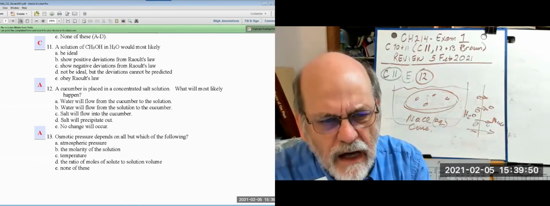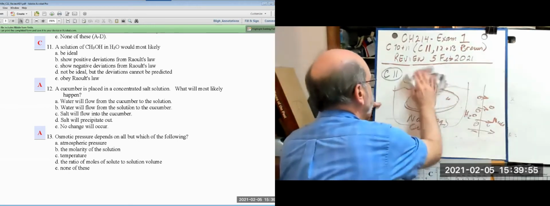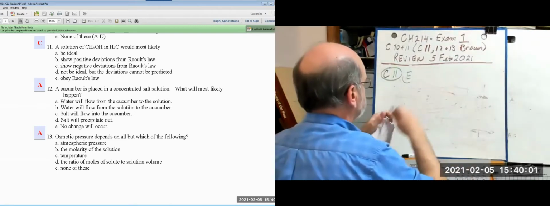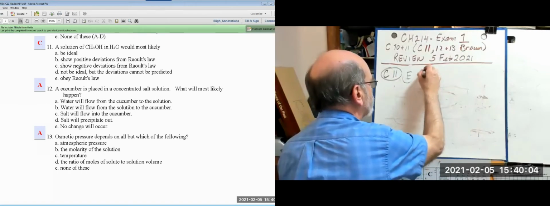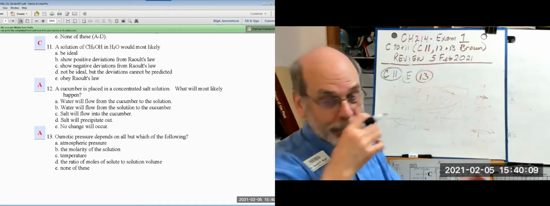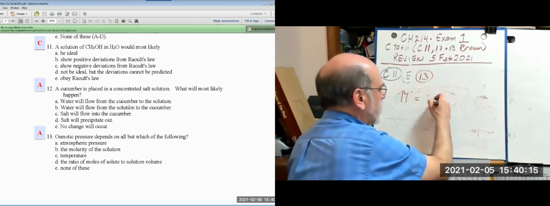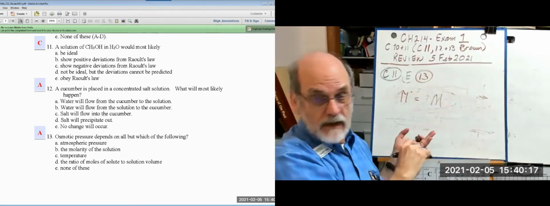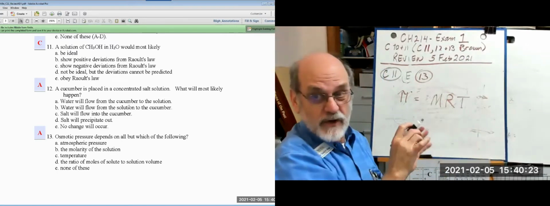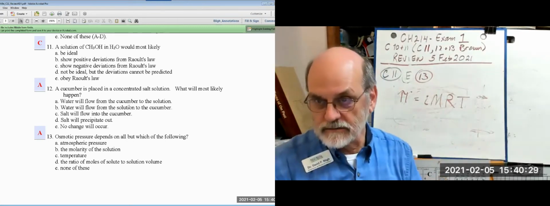Okay, 13. Osmotic pressure depends on all but which of the following? Well, let's take the formula for osmotic pressure. Right, so that one, and then we need molarity, right? And we need the gas constant, and we need temperature. But we also need our correction factor, the van 't Hoff number.